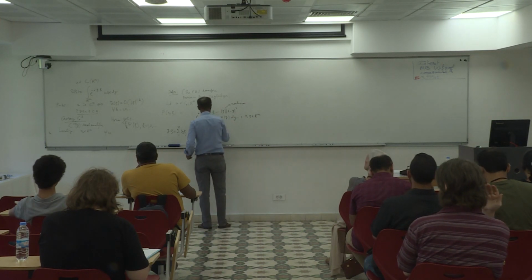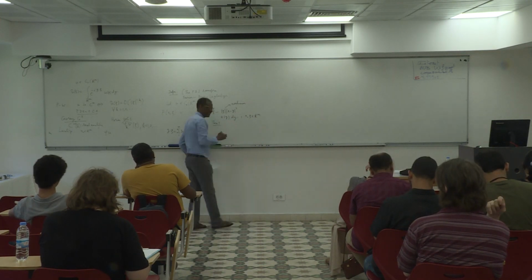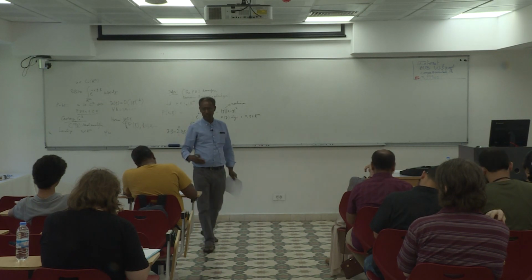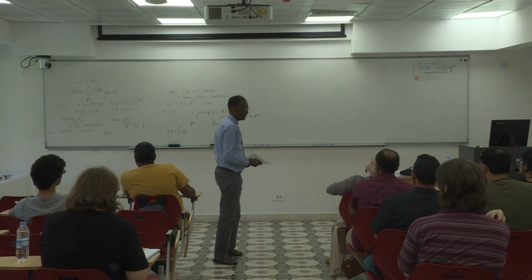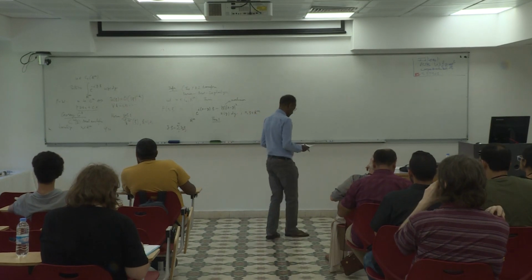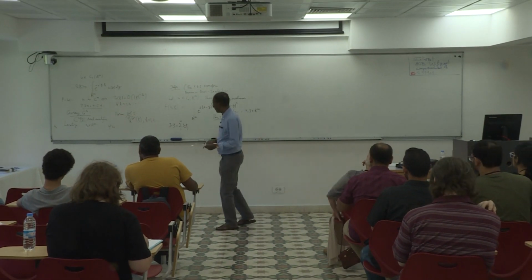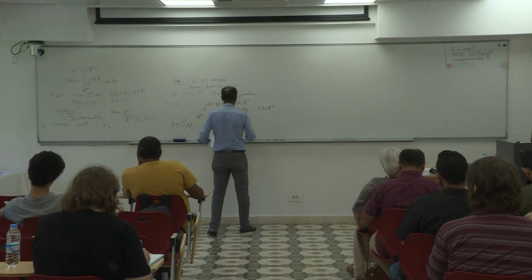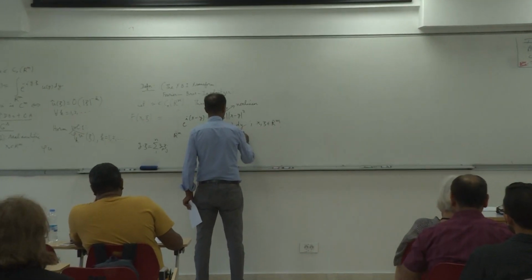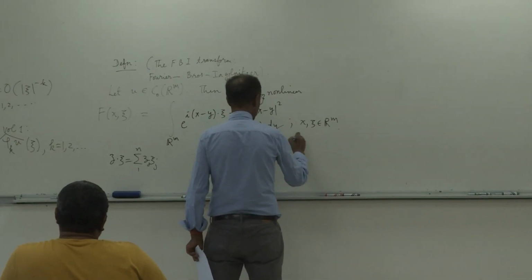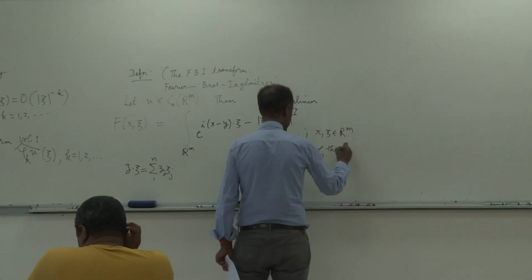By the way, I'm going to number my theorems: theorem 1, theorem 2, and then if there is a lemma 3, and so on. That will make it easier to refer to a particular theorem. So this is inversion of the FBI.